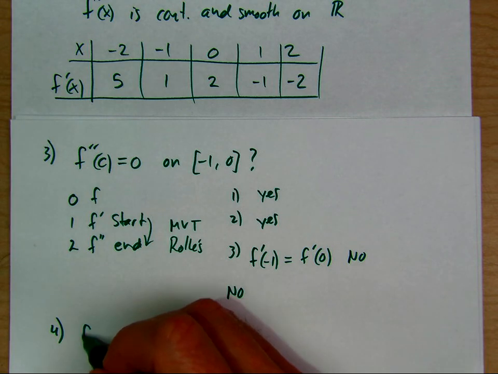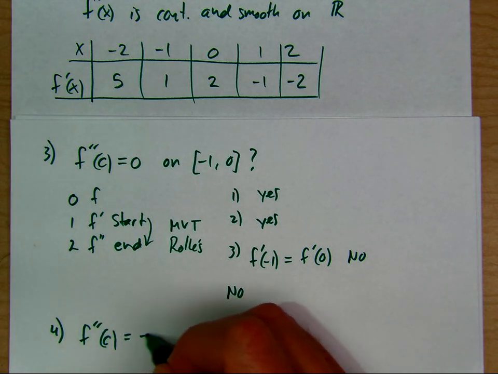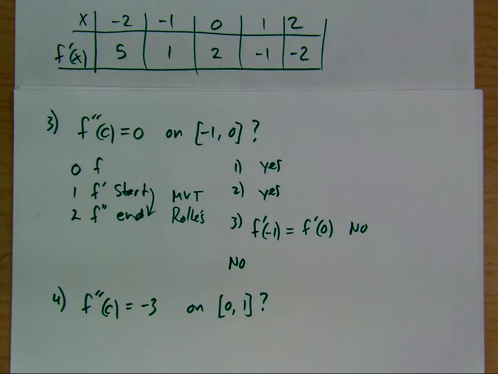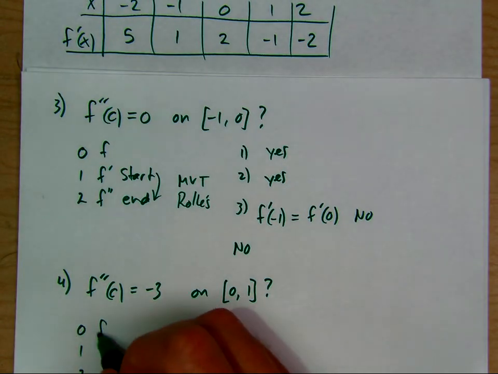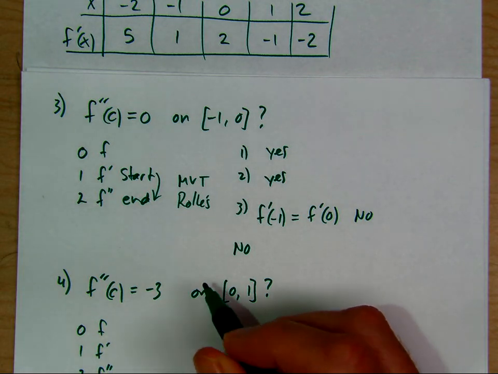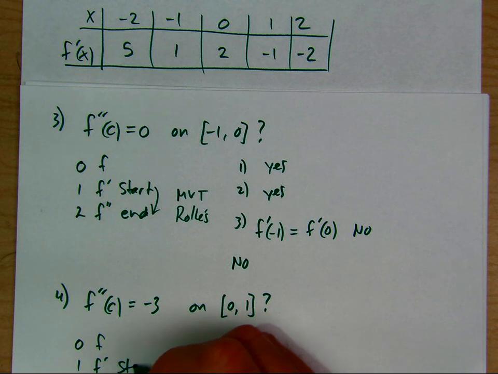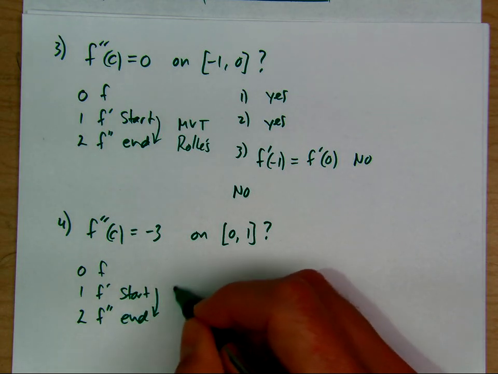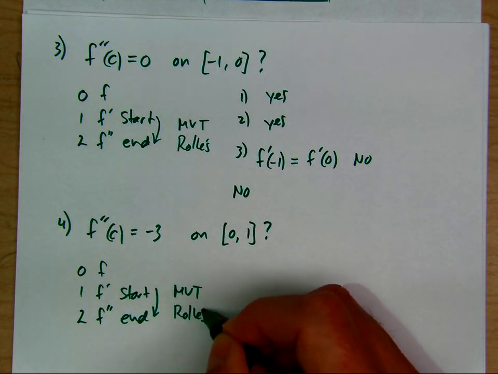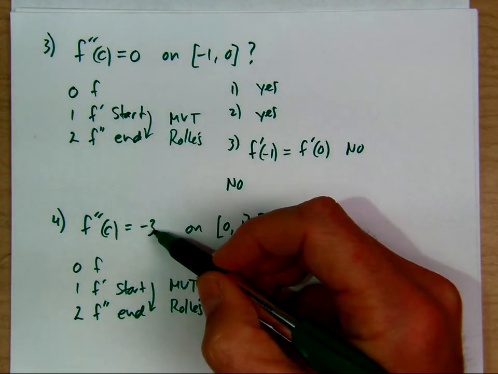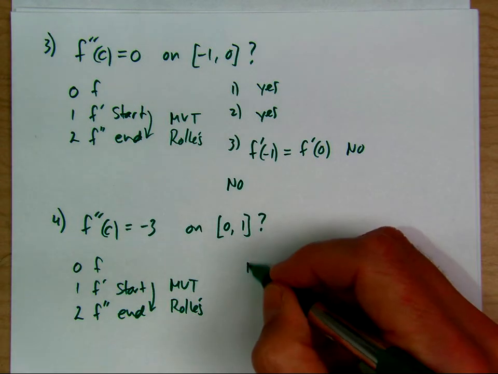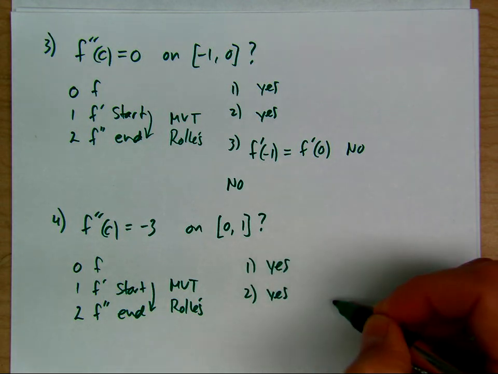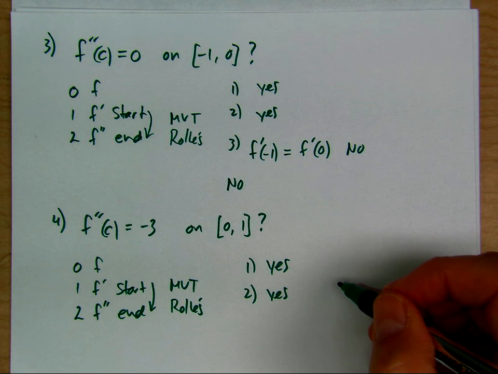Is there a C such that f double prime of C equals negative 3 on 0, 1? All right. Pause the video and try that one. So we're given f prime. We need to find f double prime. So if we move down a level, we're using MVT or Rolle's. We can't use Rolle's because that only applies if the slope is 0. So we're going to check the conditions for the mean value theorem. It's continuous, it's smooth, so that means we can check the slope of the secant line.